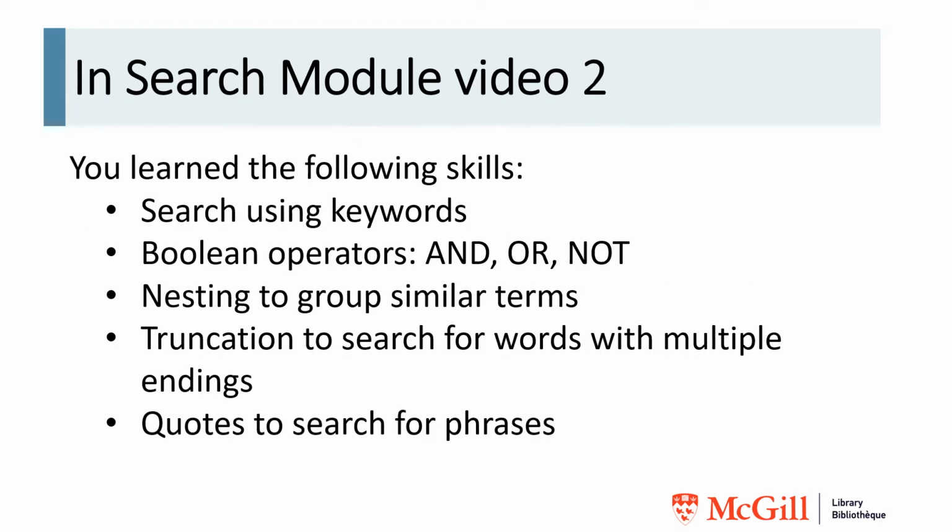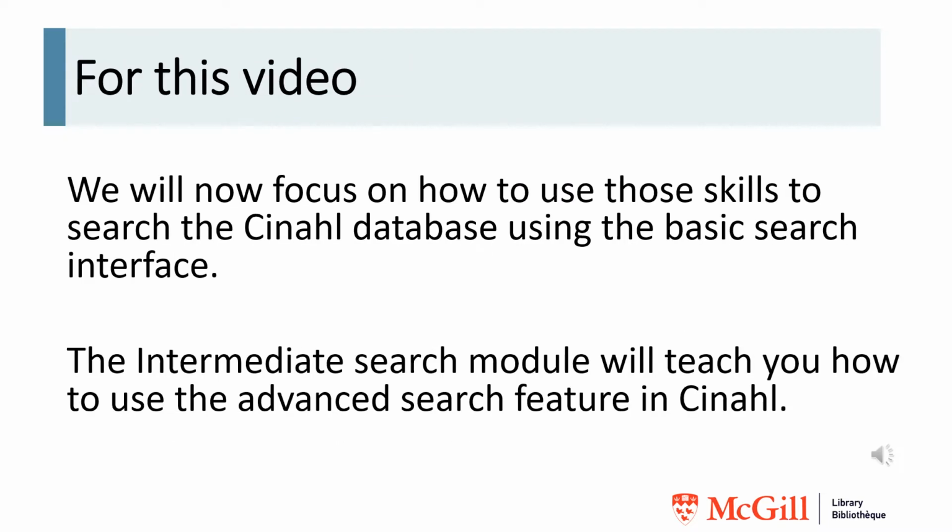In that video, we learned the following skills: searching using keywords, using Boolean operators such as and, or, and not, nesting to group similar terms, truncation to search for words with multiple endings, and using quotes to search for phrases. In this video, we're going to focus on how to use those skills to search the Cinahl database using the basic search interface. In the intermediate search module, we'll learn how to use the advanced search feature in Cinahl.